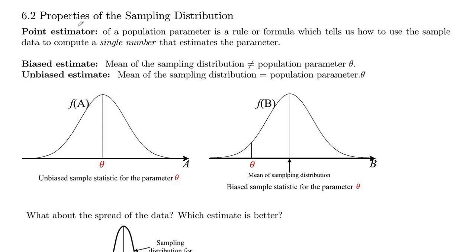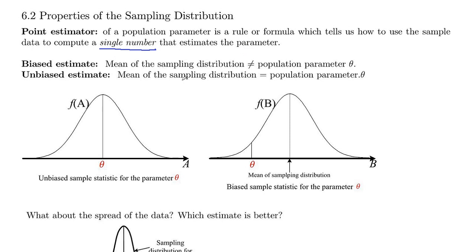So here in 6.2 we want to look at properties of our sampling distribution. In the last section we actually created a sampling distribution for the sample mean. First I want to talk about point estimators of a population parameter. Those are either a rule or a formula which is going to tell us how to compute a single number here that estimates our population parameter.